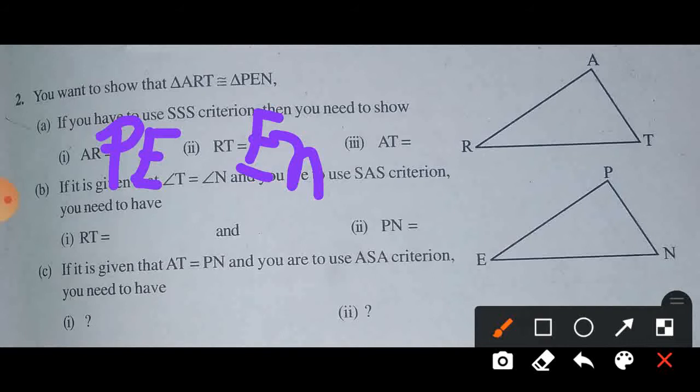Now AT equal to, this is AT. So the corresponding side that is equal to AT, that is PN. So AT equal to what? PN. This is the solution of first part.